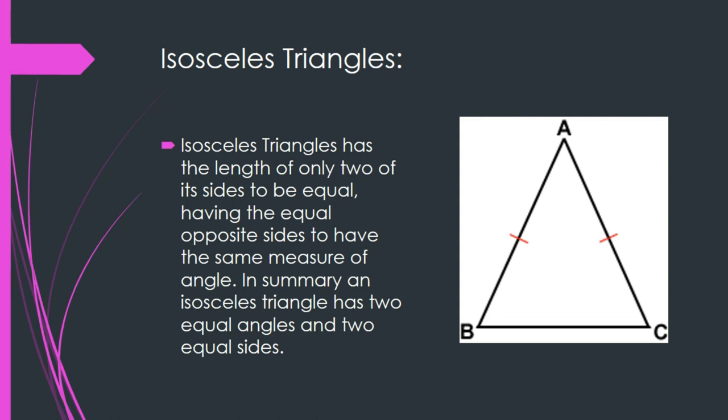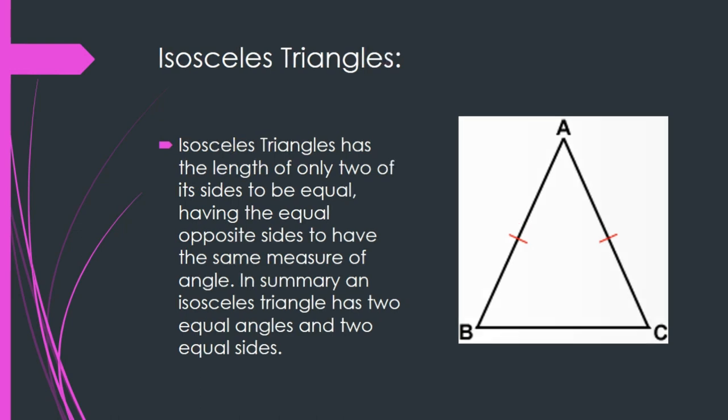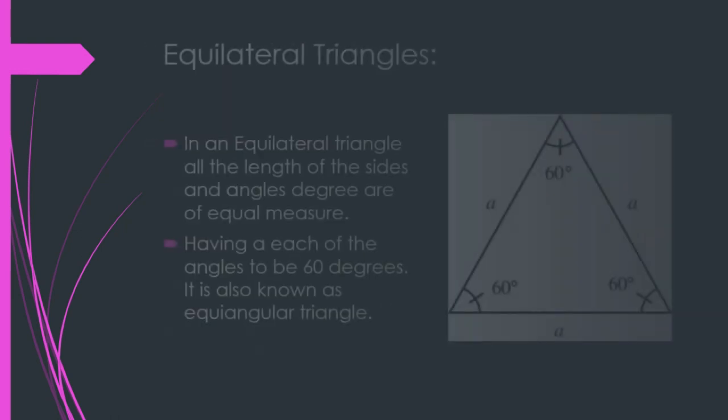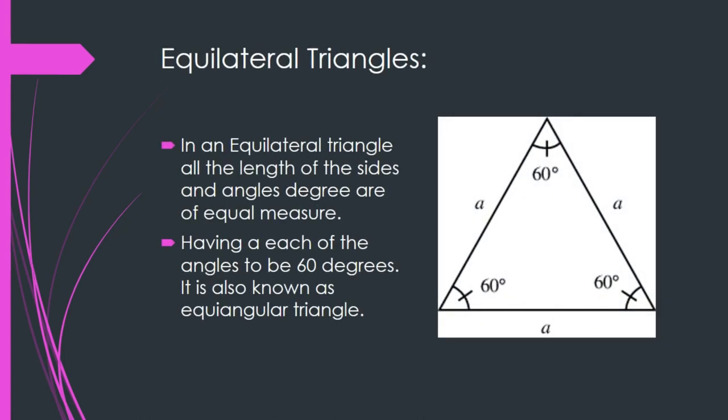Equilateral triangle. In this type of triangle, all the lengths of the sides and angles are of equal measure, having each of the angles be 60 degrees. It is also known as an equiangular triangle.